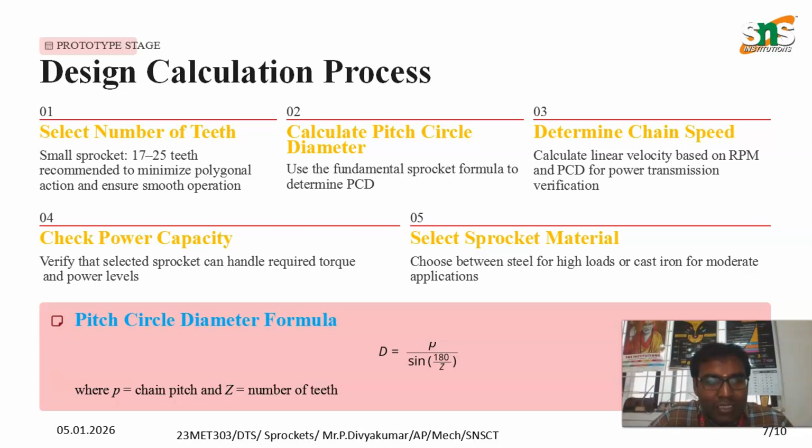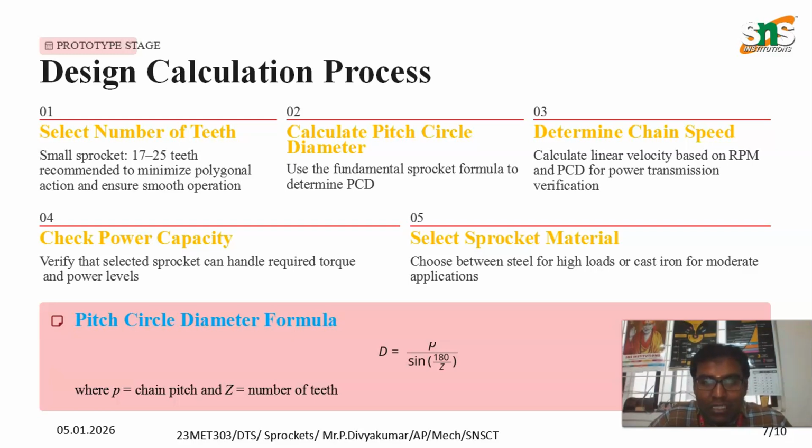Next we need to determine the number of teeth. The minimum number of teeth on the smaller sprocket usually ranges from 17 to 25 teeth. Why? If it is too small, wear increases, polygonal action increases and the vibration increases. So we select the standard teeth number. Then we need to calculate T2 based upon the velocity ratio by using the formula T2 equal to T1 into velocity ratio.